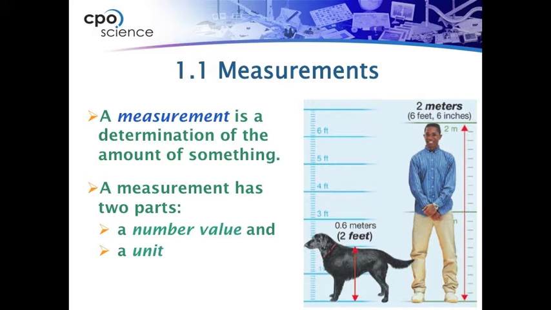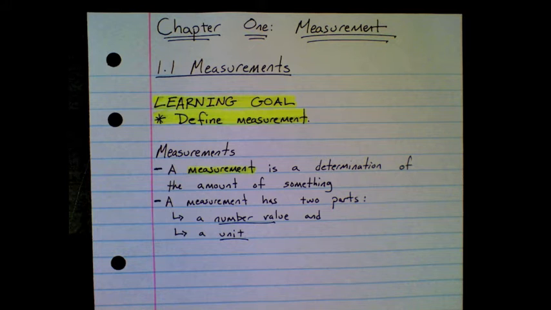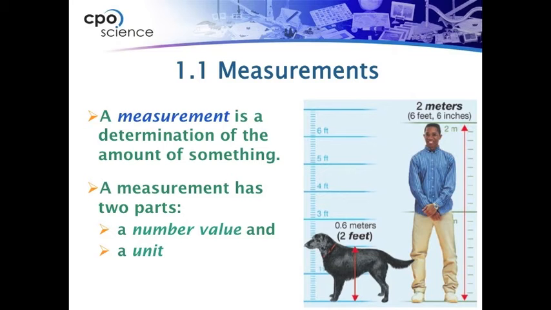So let me show you how I wrote this down. Now this is going to show you the entire slide, but we'll come back to it. Notice that it says measurements at the top. Then the first bullet point that I just wrote: a measurement is a determination of the amount of something. Awesome. Let me jump back to the slide. Notice that at the top of the slide it says 1.1 measurements. Ignore the 1.1 on future slides.